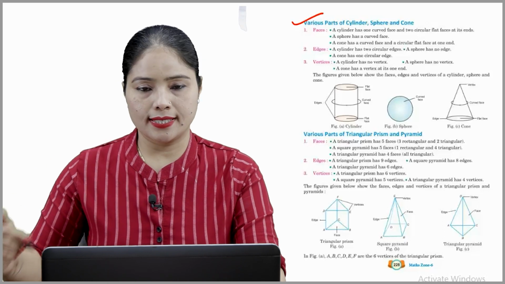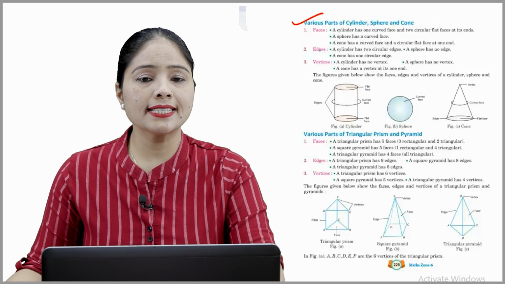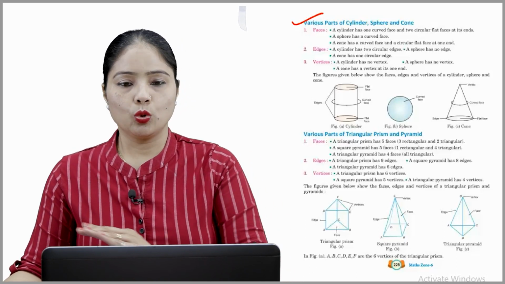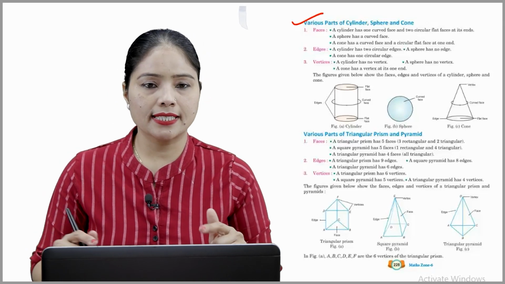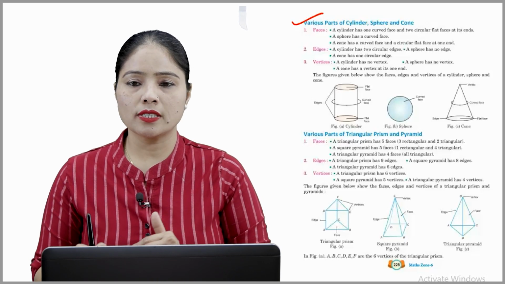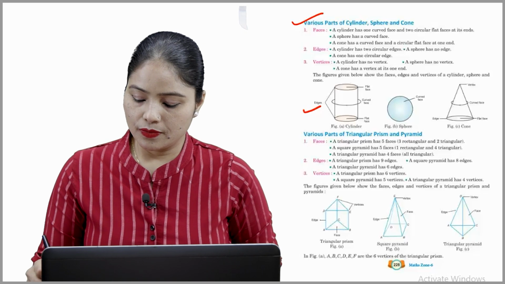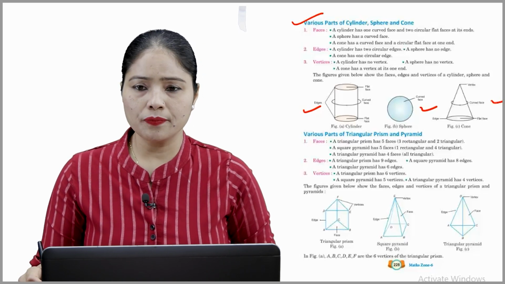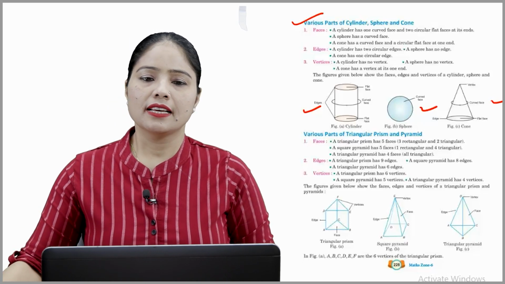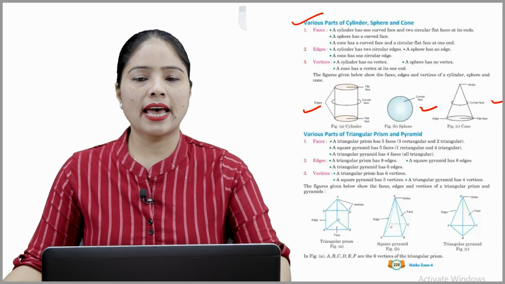After that, vertices. A cylinder has no vertex. A sphere has no vertex. A cone has a vertex at one end. Okay, so just remember these things. The figure given below shows the faces, edges, vertices of a cylinder, sphere and cone like this. Just read and practice well, beta. Okay, curved face and flat face, this is vertex, this is edges, curved face and so on. Now various parts of a triangular prism and pyramid.